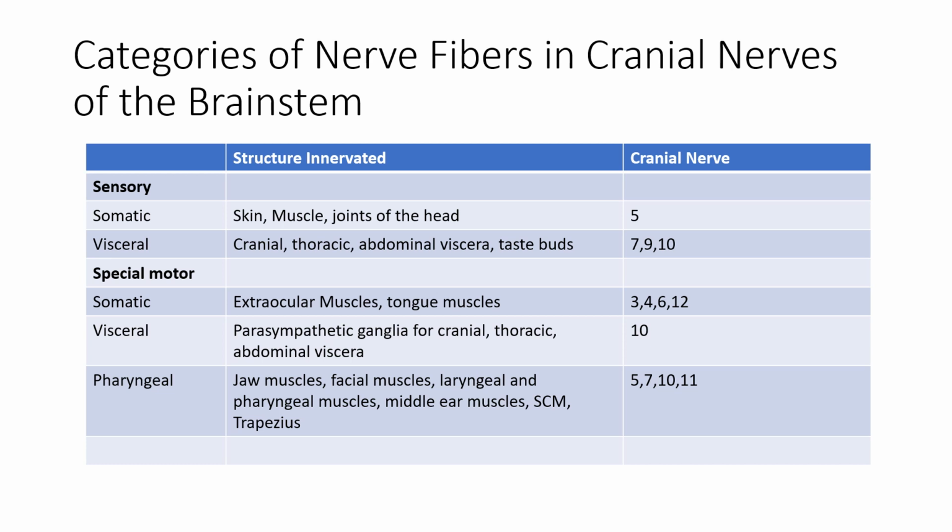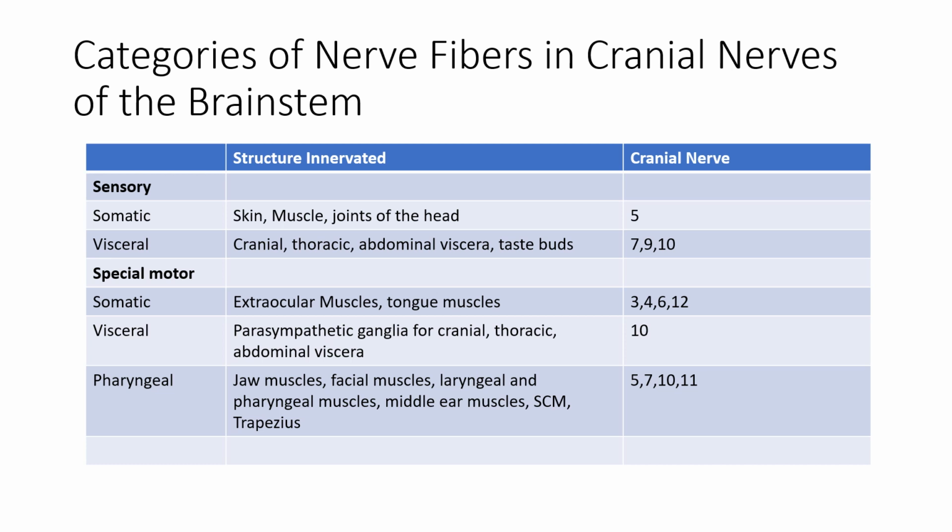Categories of our nerve fibers. So structures innervated in the cranial nerves. So sensory, somatic, skin, muscle, joints of the head is going to be by trigeminal or cranial nerve 5. Sensory viscera, cranial, thoracic, abdominal viscera, taste buds, 7, 9, and 10. So remember 7 and 9, 7 is going to be sweet, and then 9 is going to be bitter, and 10 is vagus nerve, so that's going to be in the back area as well. So that makes sense that that would be visceral.